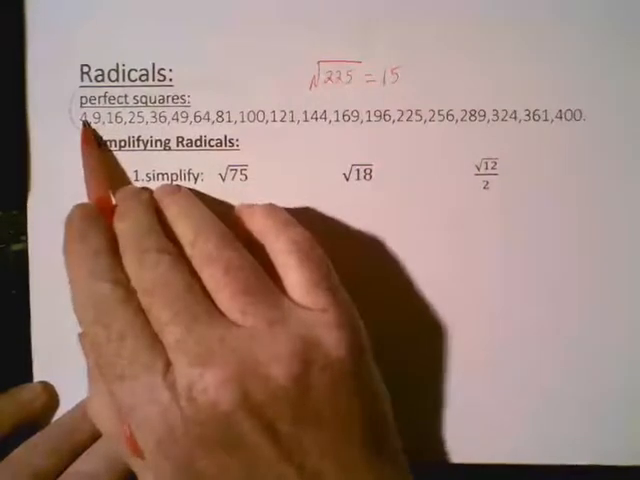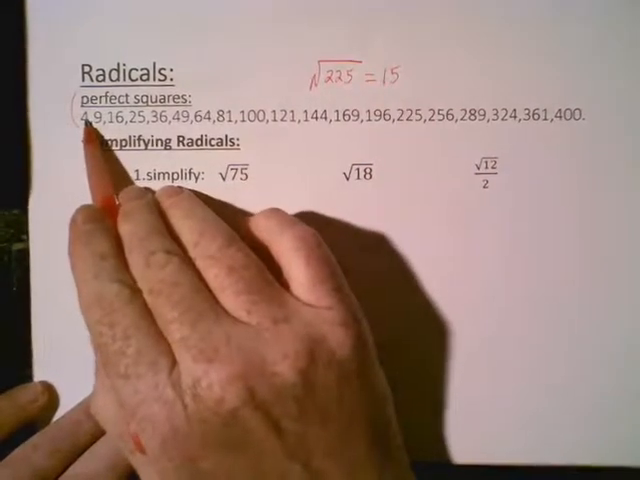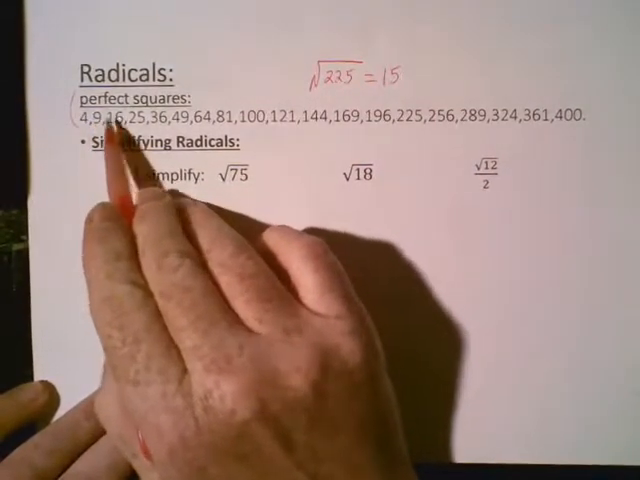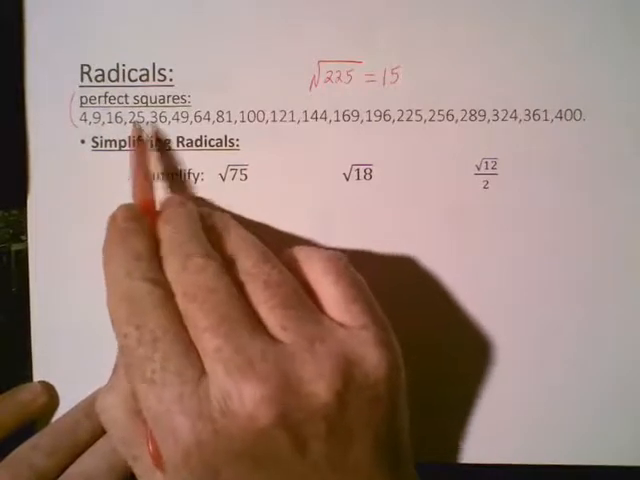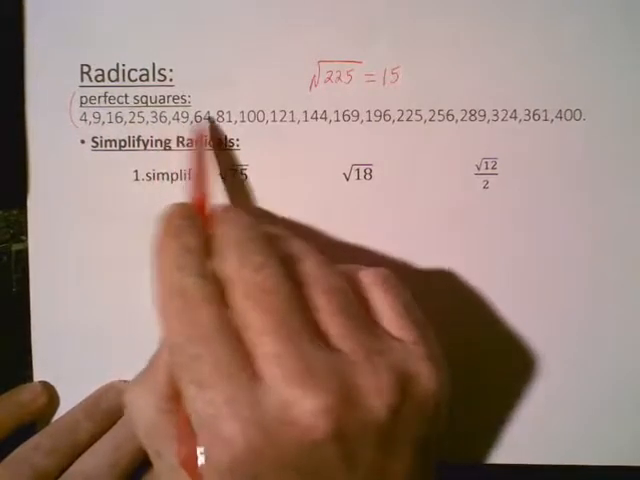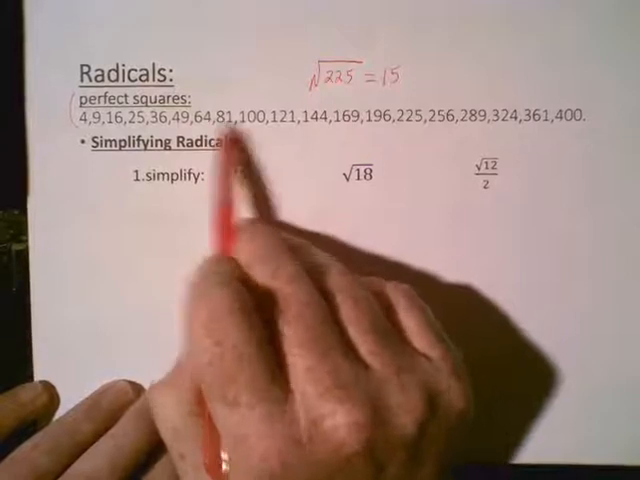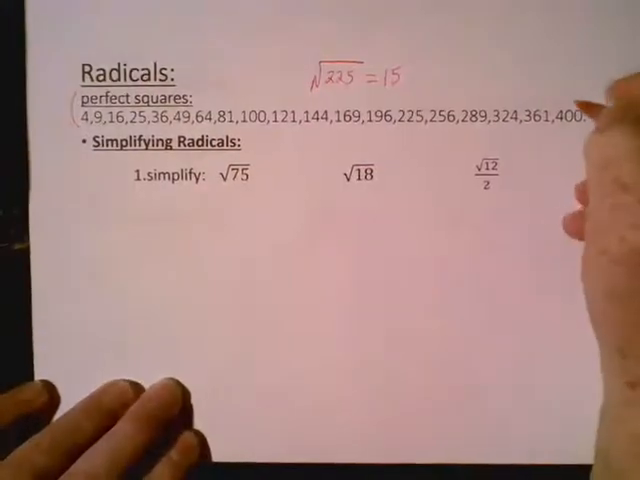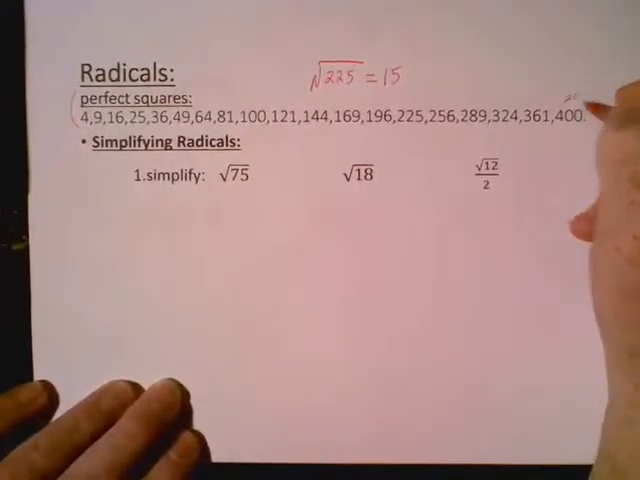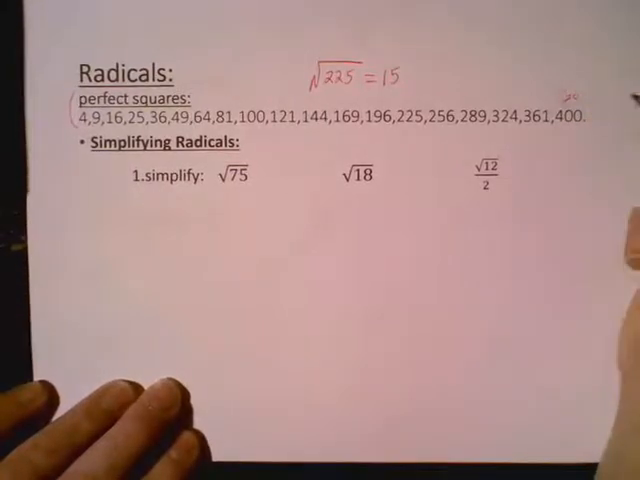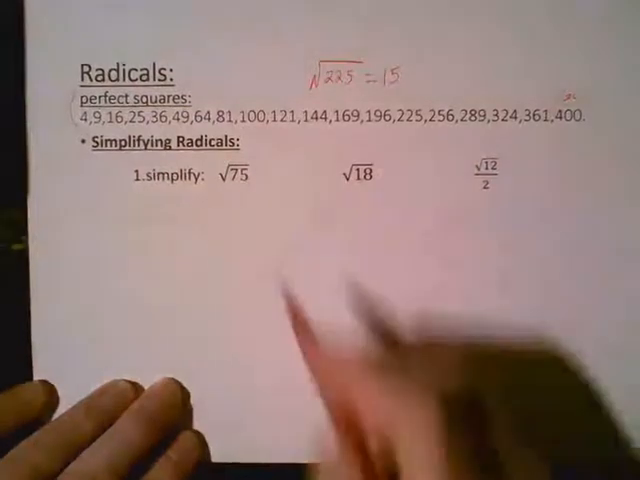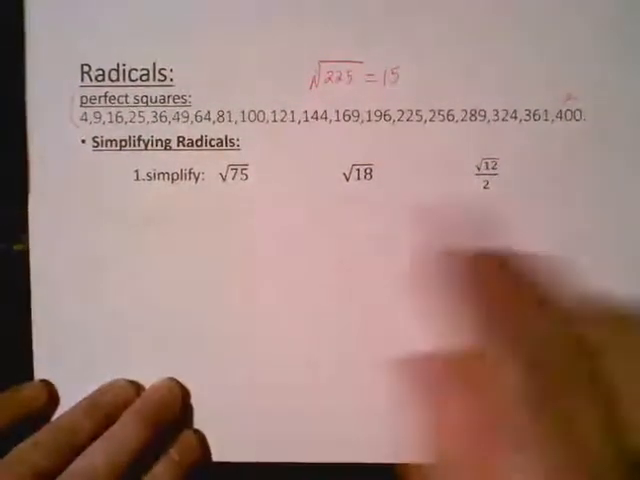So here, all you're doing is this is 2 squared, that's 3 squared, that's 4 squared, that's 5 squared, that's 6 squared, that's 7 squared, 8 squared, 9 squared, so on, all the way up to this last one here, which is 20 squared. So if you took the square root of 400, you end up with just 20. Those are perfect square numbers, and we're going to use those to simplify these radicals.